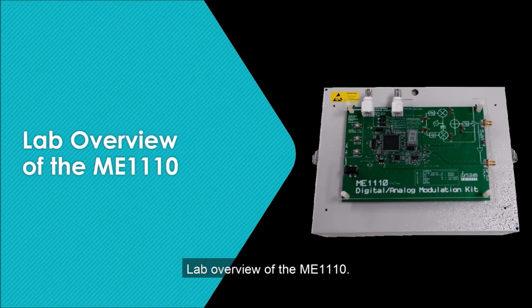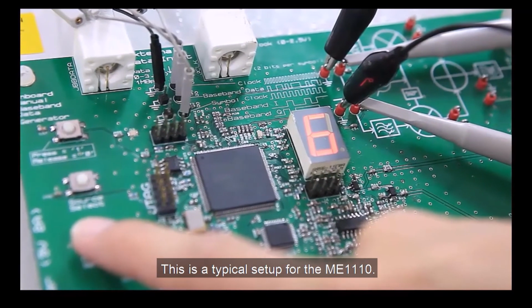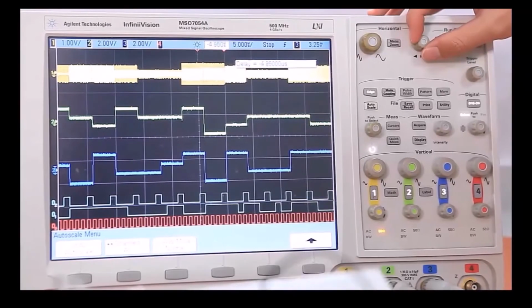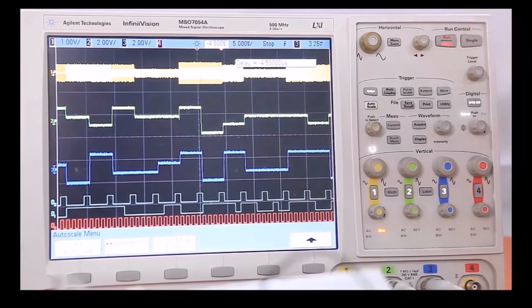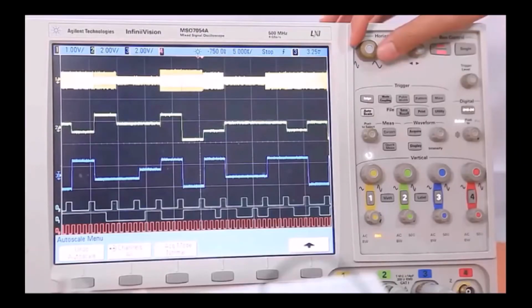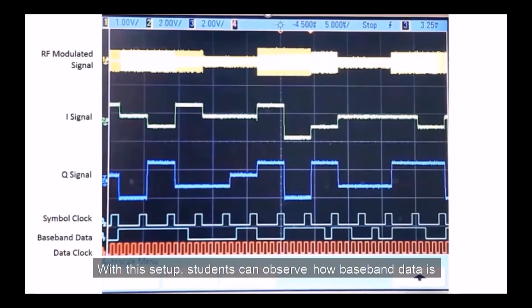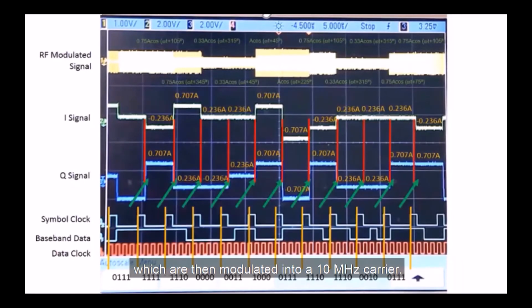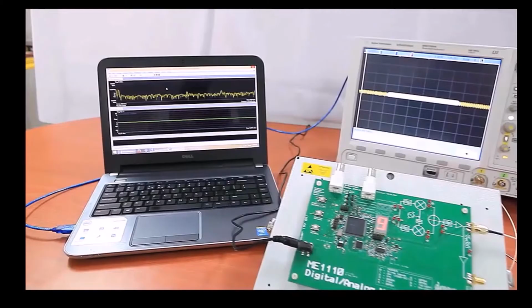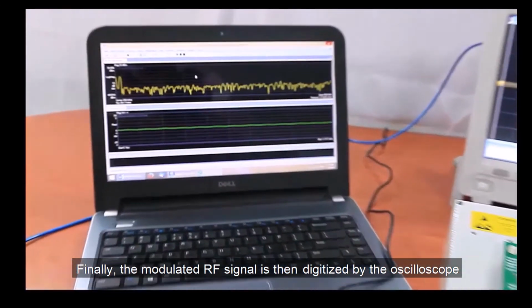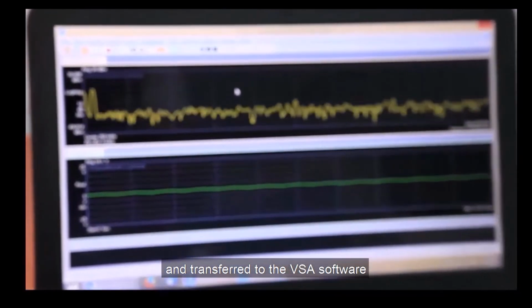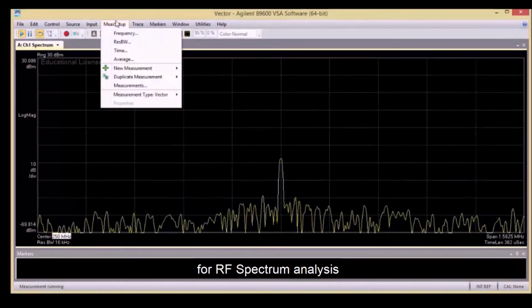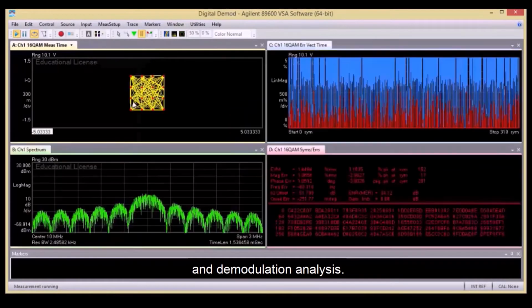Lab overview of the ME1110. This is a typical setup for the ME1110. The ME1110 board is connected to an oscilloscope. With this setup, students can observe how baseband data is transformed into IQ signals, which are then modulated into a 10 MHz carrier. Finally, the modulated RF signal is digitized by the oscilloscope and transferred to the VSA software for RF spectrum analysis and demodulation analysis.